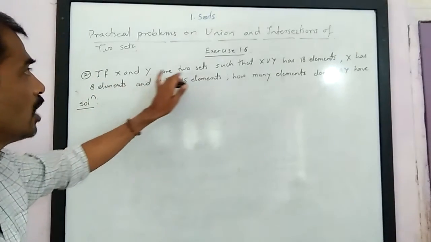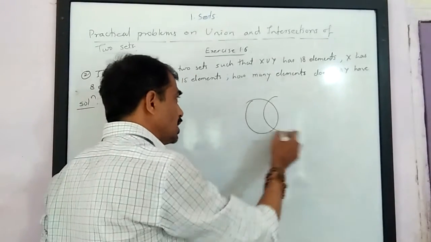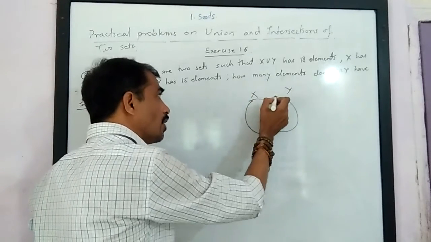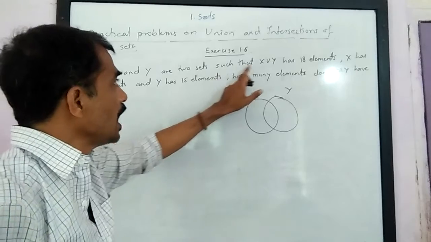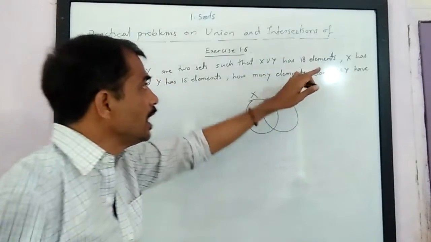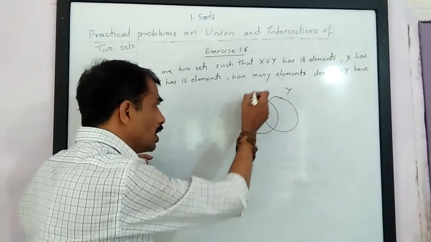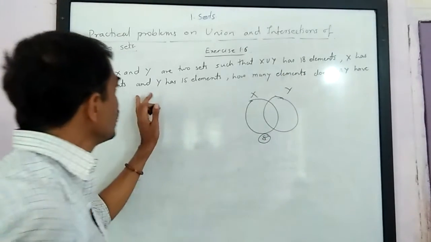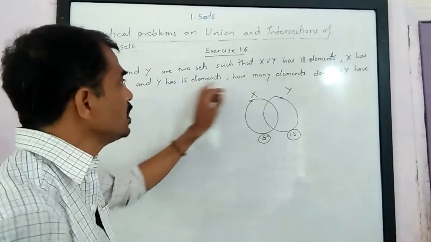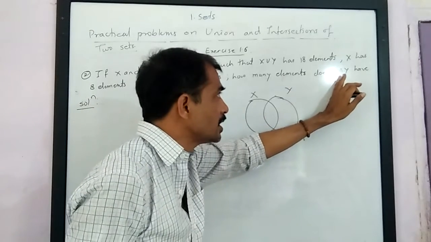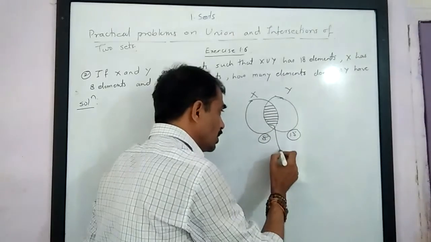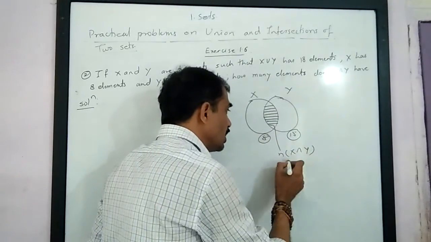Now see, if x and y are two sets, this is the x set, this is the y set. We are representing x and y in a Venn diagram, such that x union y has 18 elements, meaning the total elements in this figure are 18. Then x has 8 elements, so in the first circle there are 8 elements. In the second circle, y has 15 elements. And how many elements does x intersection y have? We are asked how many elements are common to both the sets. This is the question asked: the number of elements in x intersection y.